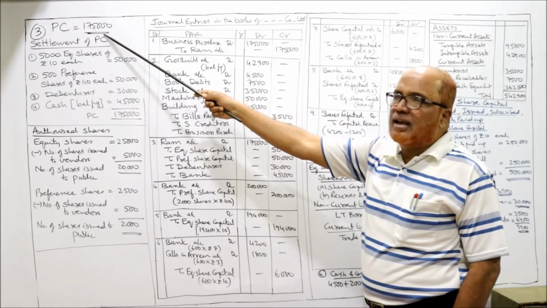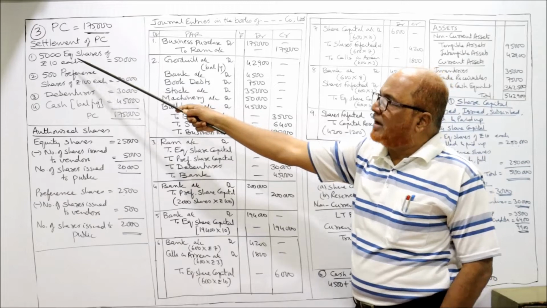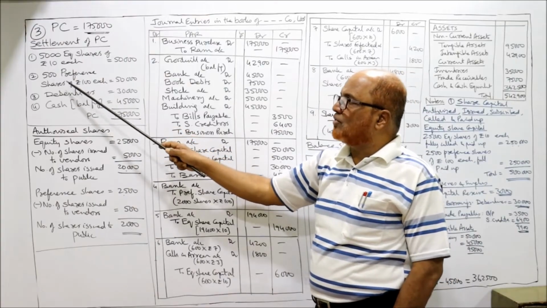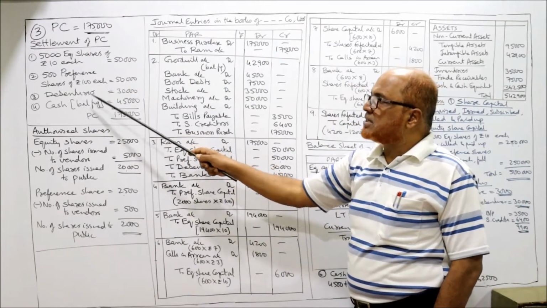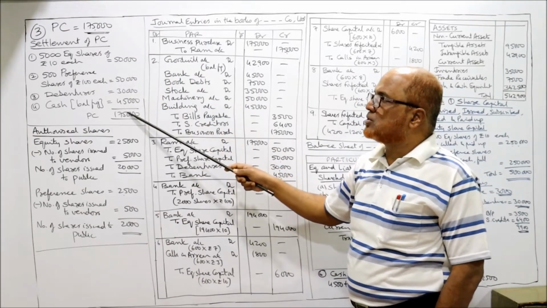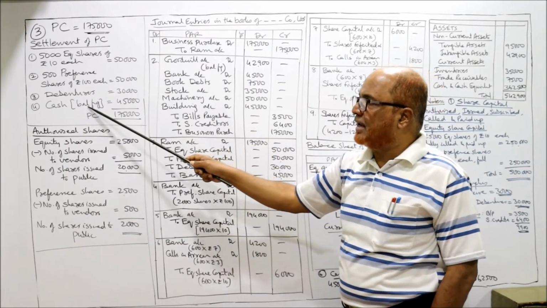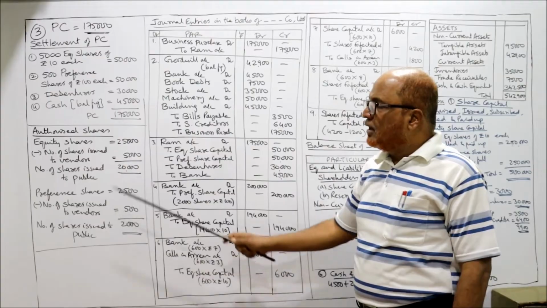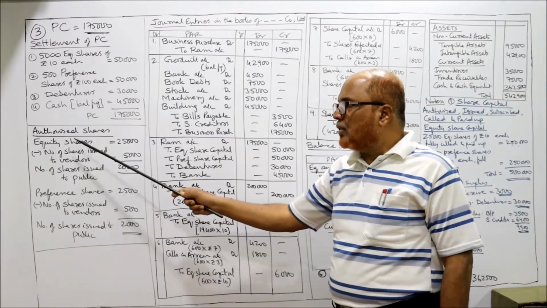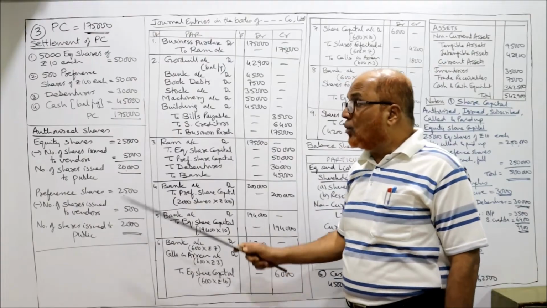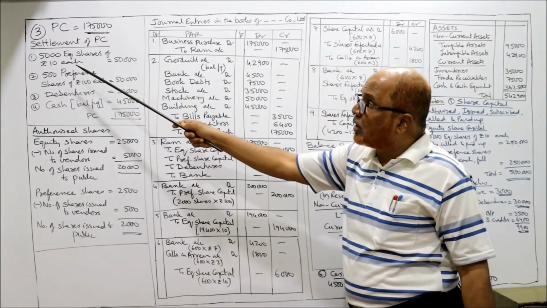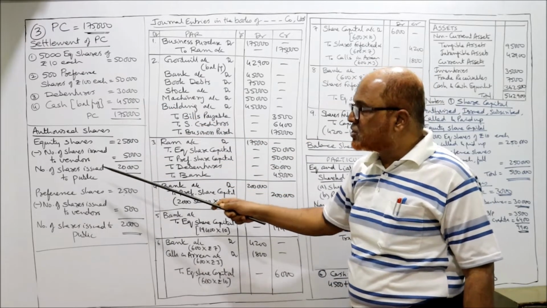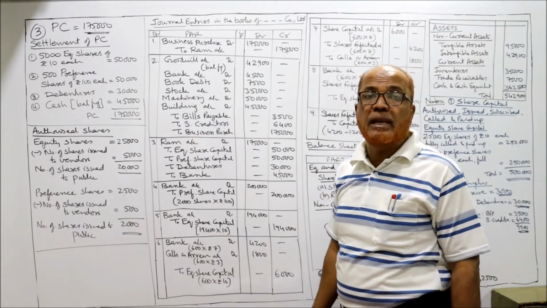PC, purchase consideration 1,75,000 given. Settlement of PC: 5,000 equity shares of rupees 10 each, 50,000. Then 500 preference shares of rupees 100 each, 50,000. Debentures are 30,000. So out of 1,75,000 subtract 1,30,000, you get 45,000 balancing figure cash. So the problem is crystal clear regarding PC. Now authorized shares. Total number of equity shares authorized are 25,000. Out of 25,000, how many equity shares are issued to Ram? 5,000. So 25,000 minus 5,000, 20,000 remaining. These 20,000 shares are issued to the public.